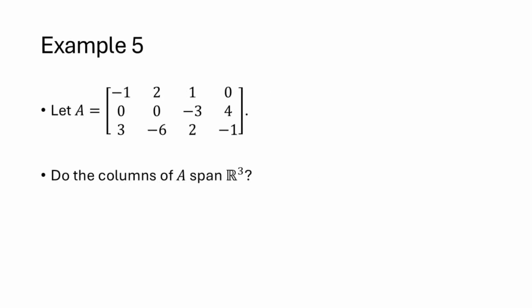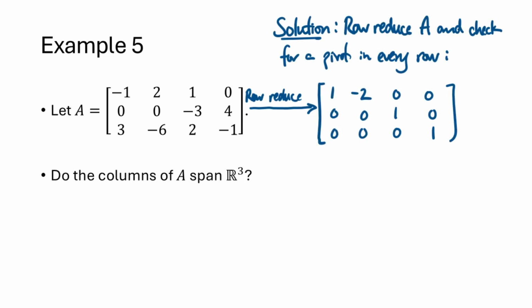Let's work through an example. So here we're given a matrix A and asked, do the columns of this matrix span R3? Notice that this matrix has 4 columns, so there are 4 vectors that we're talking about, and each of those vectors has 3 entries, so those vectors are all in R3. So the solution is to row reduce this matrix and check for a pivot in every row.